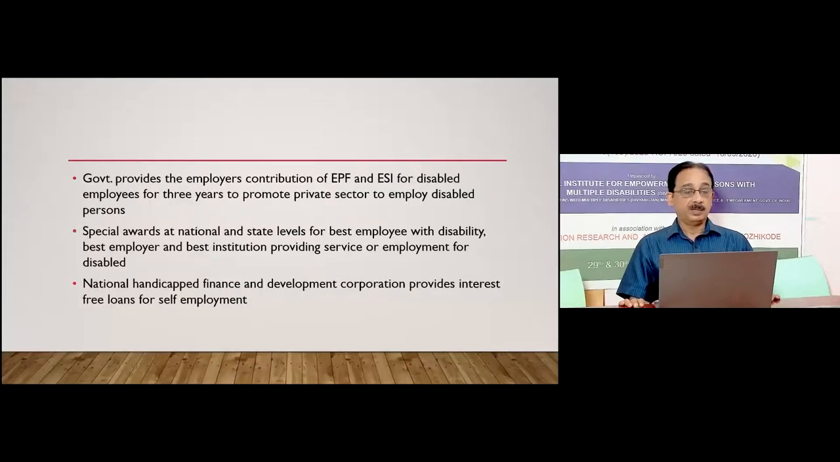Then government provides the employers. See, many disabled individuals are employed in the private sector. So the government provides the employers' contribution of EPF, the Employees Provident Fund, and the ESI for disabled employees under their institution. And this is for 3 years. And this is aimed to promote the private sector to employ more disabled individuals.